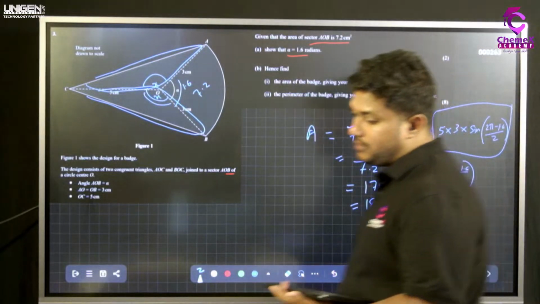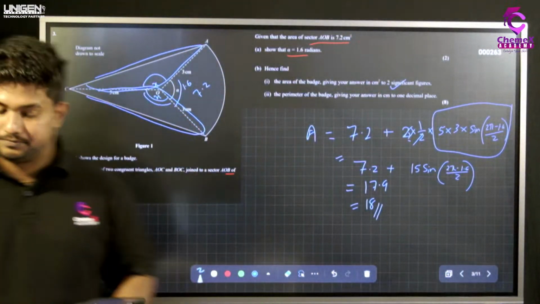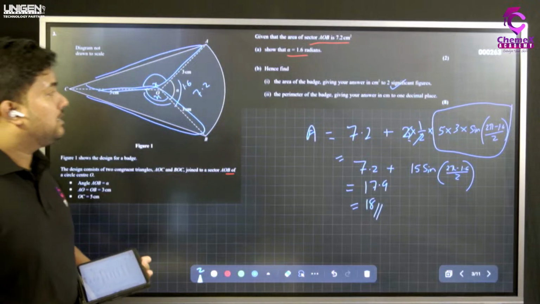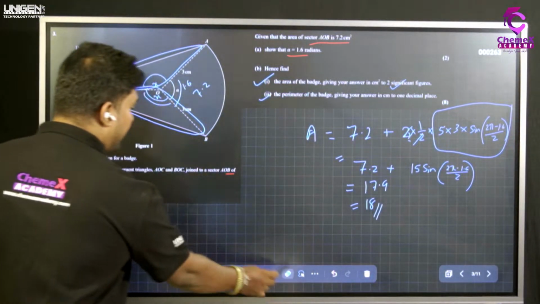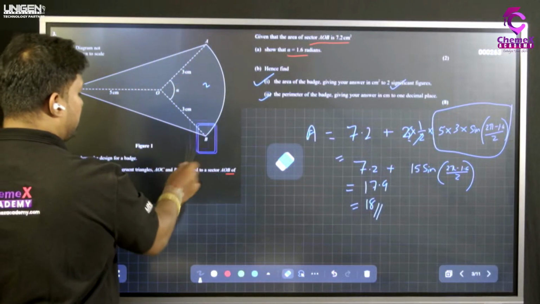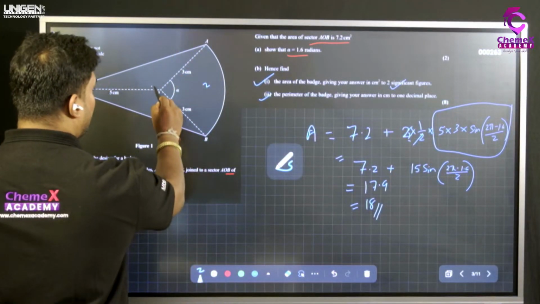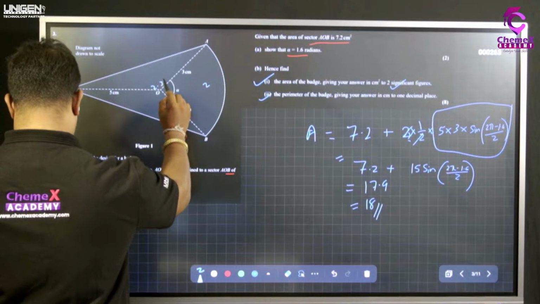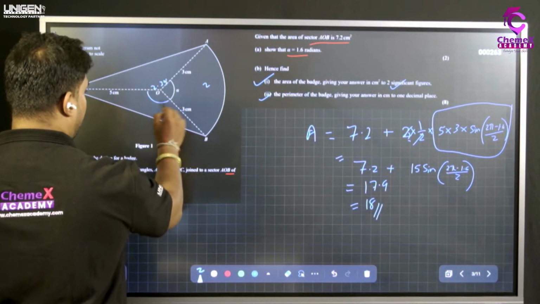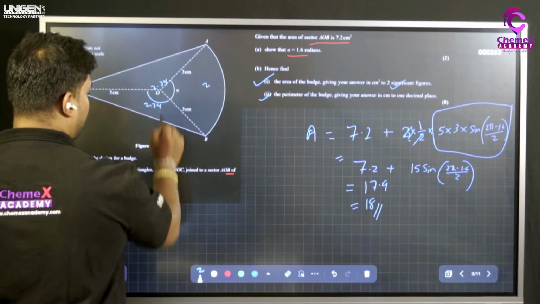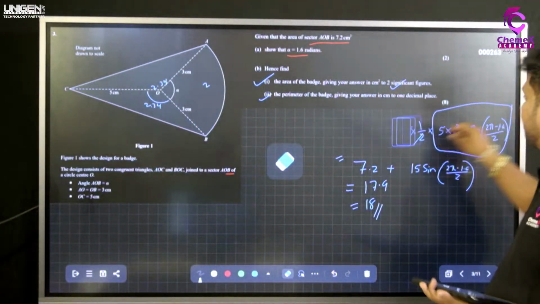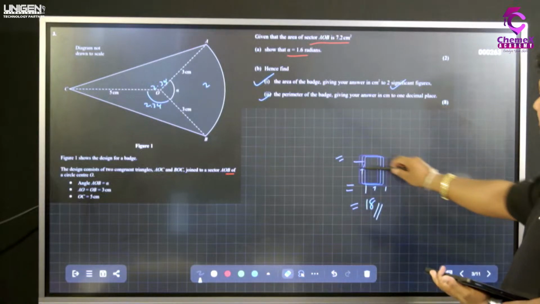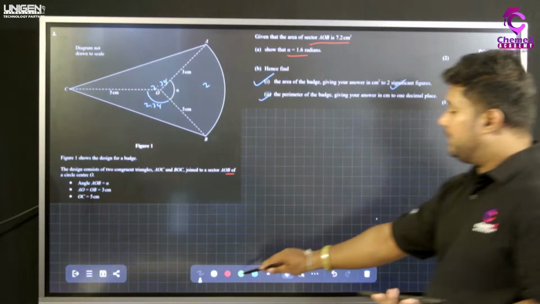Understood or not? Any questions with that? Finding area, that's the second part. Next is perimeter. So to get the perimeter, since we found this angle is 2.34, right? To get the perimeter, what do you do?